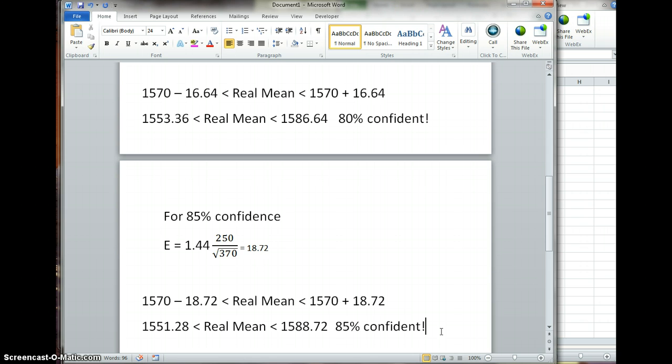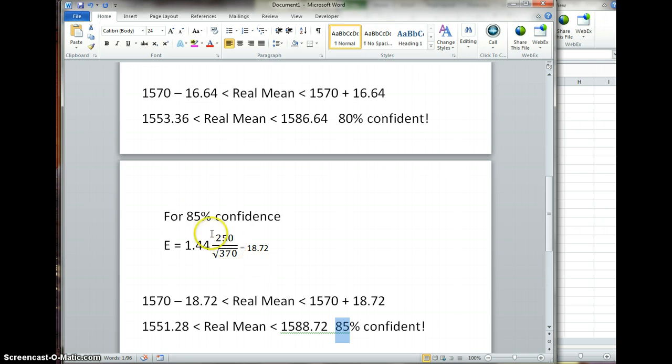So we got a little more confident, and you can see kind of why we're more confident, because we made a bigger guess. Instead of saying just between 1553 and 1586, we now go even lower. We say, well, the real mean could be as low as 1551 or as high as 1588. We've included some extra numbers that the real mean could be, so now that increased our confidence of our guess.